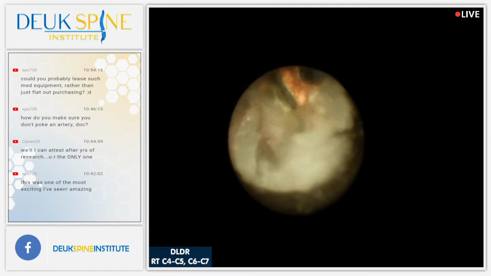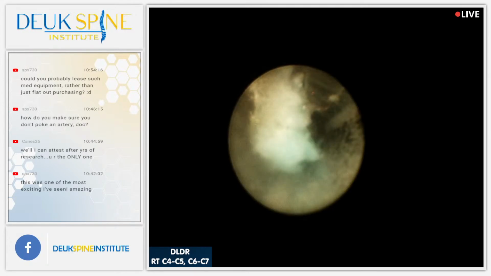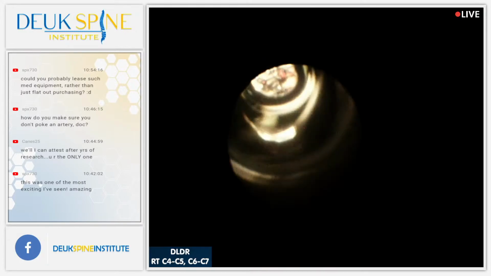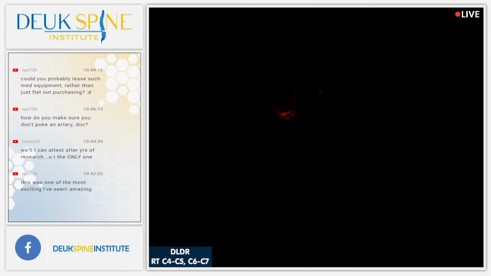By the way, that's a bone spur I'm taking down right there and a herniation. Bam. You guys see the herniation come out? Yes, we did. Nice. Any questions?